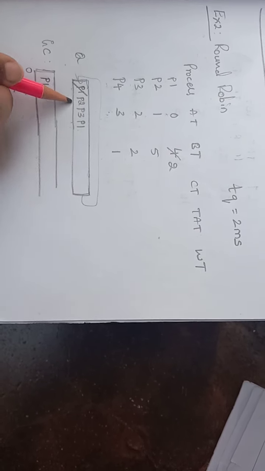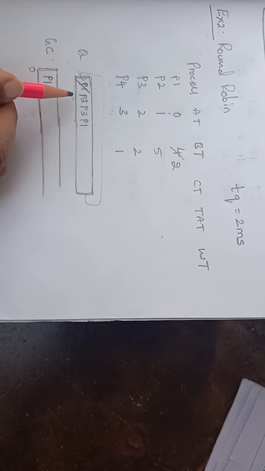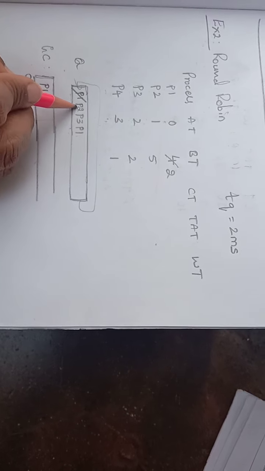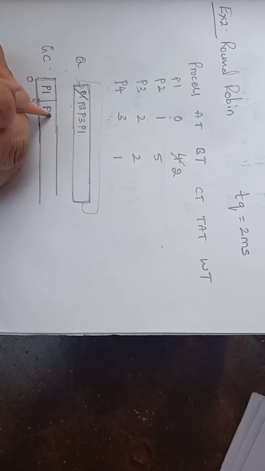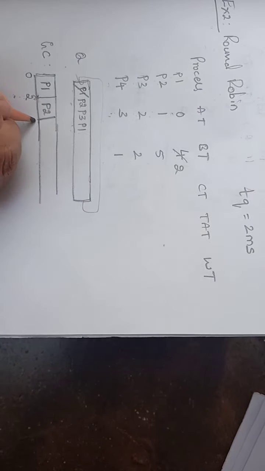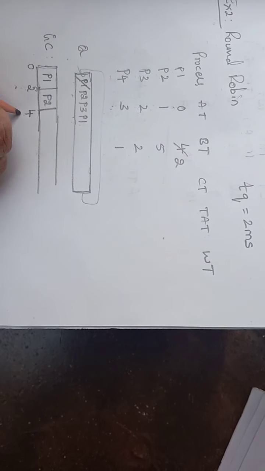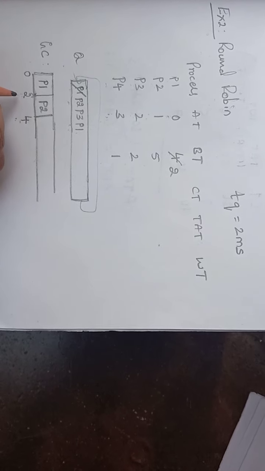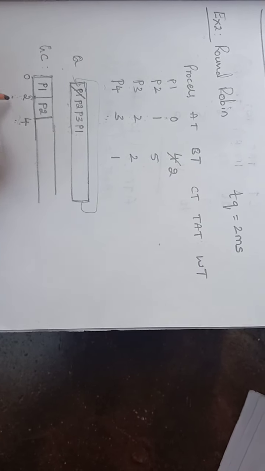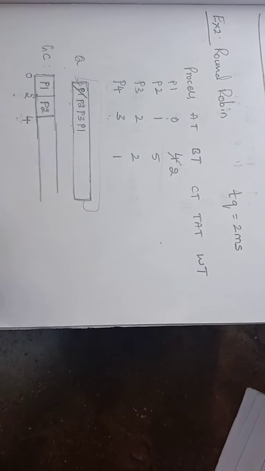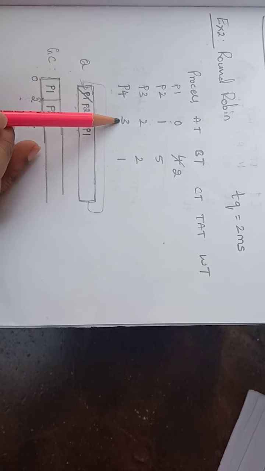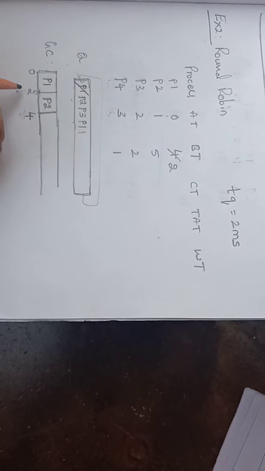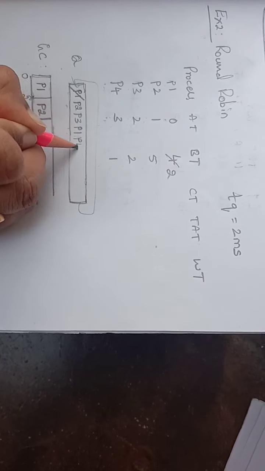Now we pick the next process in the ready queue, that is P2, which arrived at 1 millisecond. P2 is again given the CPU for 2 milliseconds, so it uses the CPU from 2 to 4 milliseconds. Now we check whether any other process has arrived within this limit. Yes, at time 3 process P4 has arrived, so P4 is added to the ready queue before P2 completes.